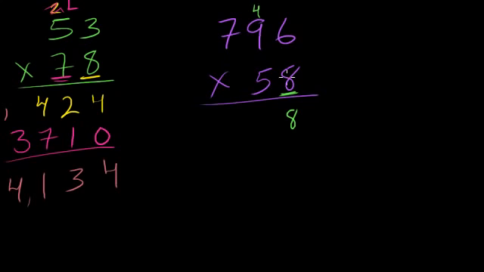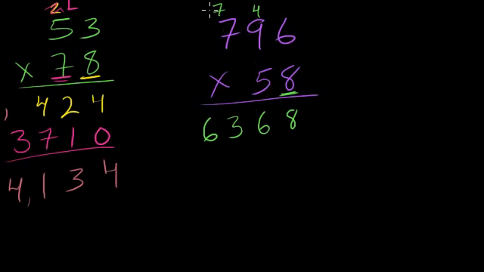Put the 4 up there. 8 times 9 is 72. Plus 4 is 76. 76. And then 8 times 7 is 56. 56 plus 7 is 63. 63. I'm sure I'll make a careless mistake at some point in this video, and the goal for you is to identify if and when I do.